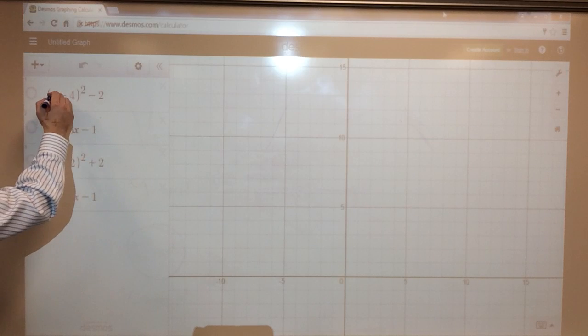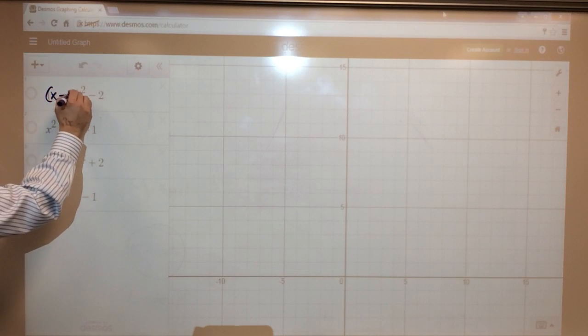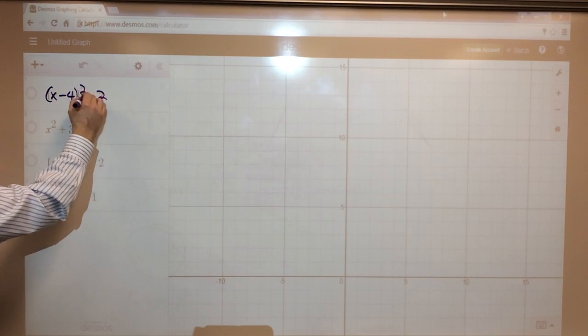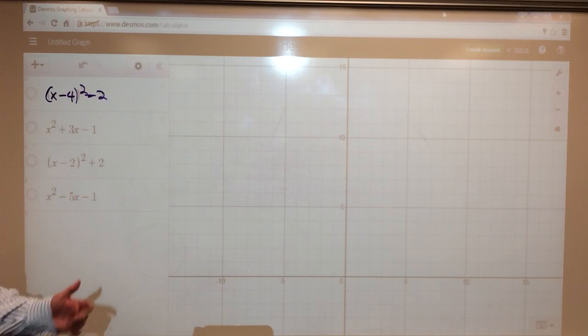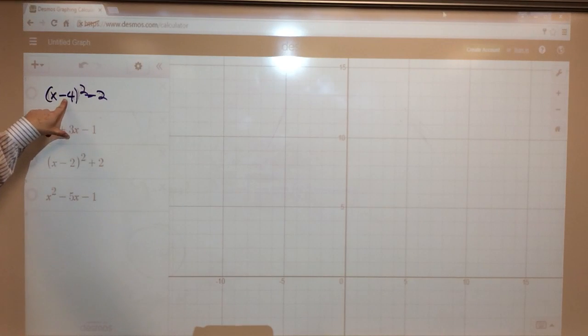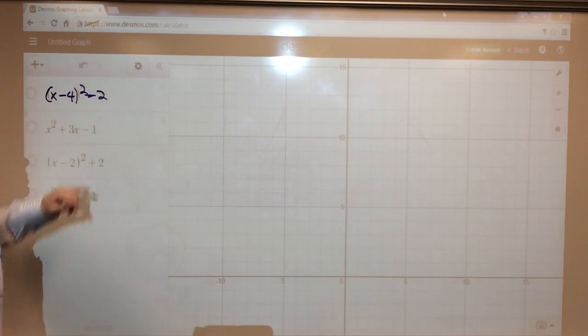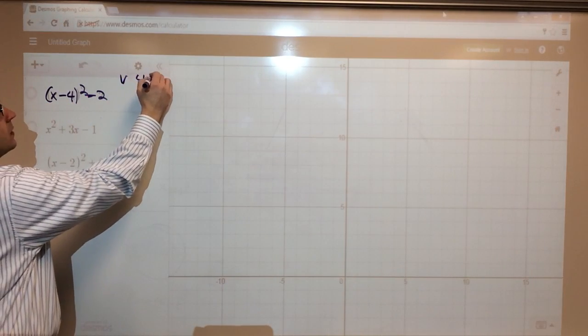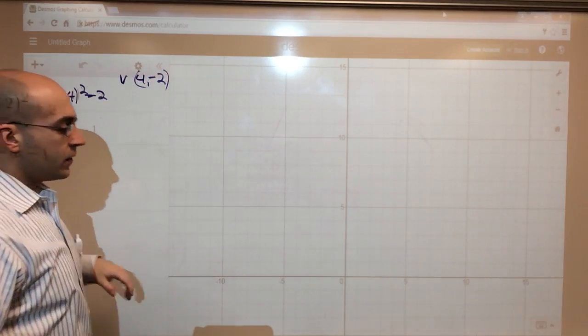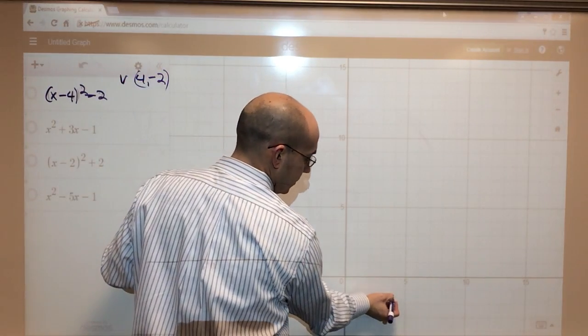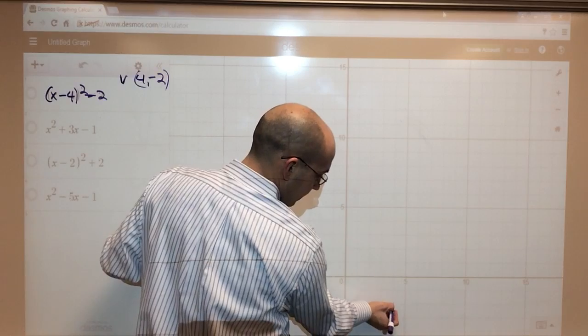Okay, this is the quantity x minus 4 squared minus 2. Okay, vertex form, so it should be super easy. Number one, find the vertex. Well, I know it's the opposite of whatever this thing is, so 4, and then whatever this is, that's a negative sign. So the vertex is 4, negative 2.